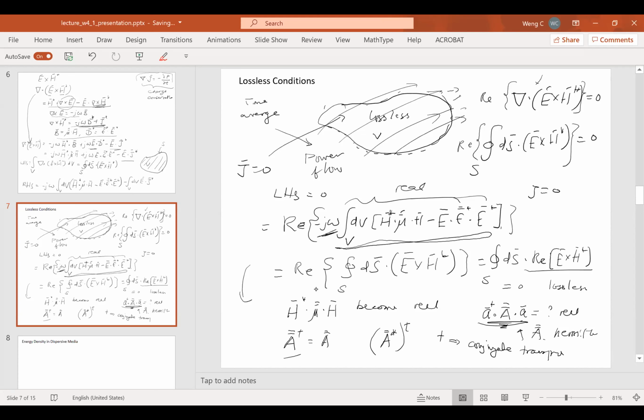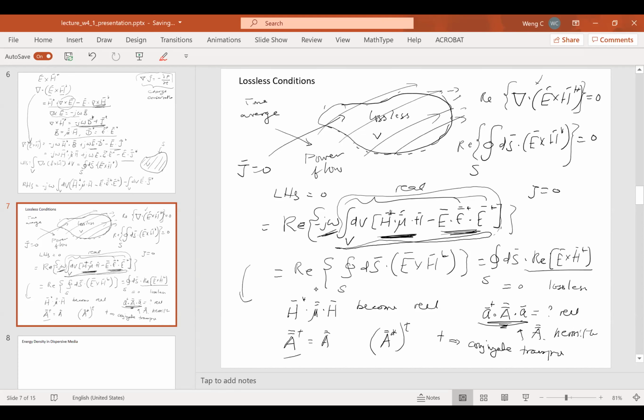So if mu is Hermitian, then that ensures this quantity is real. And by the same token, if epsilon is Hermitian, then you can always ensure that this quantity is real. If that is the case, then whatever you have inside is always real, so the whole thing would be pure imaginary. And if you take its real part, it's always equal to zero.